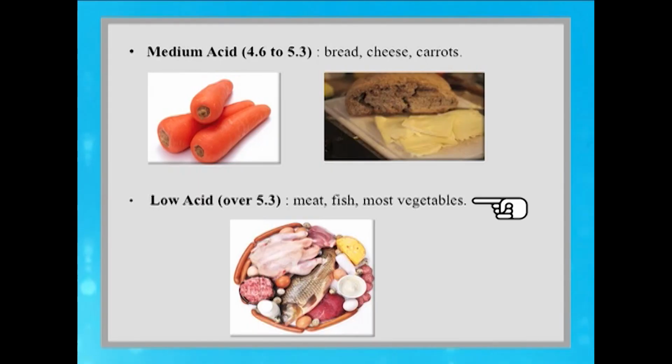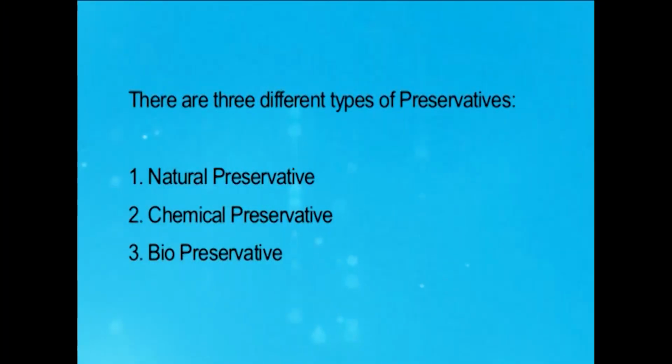Now pH is very important for the preservation. Therefore, when we go on for the preservation, we talk about preservative, that means the substances which are to be added to the food according to their pH. Therefore, we are having 3 different types of preservatives. One is called natural preservative, second is chemical preservative and the third is biopreservative.